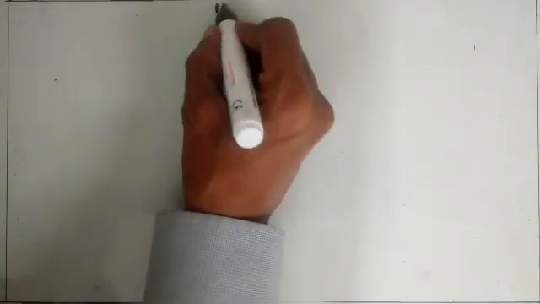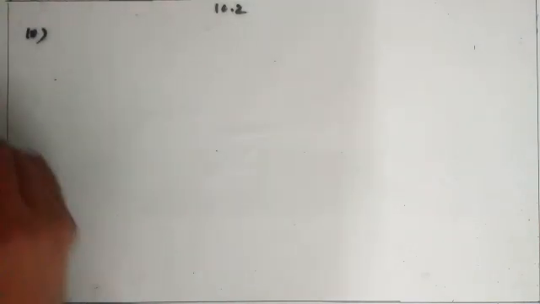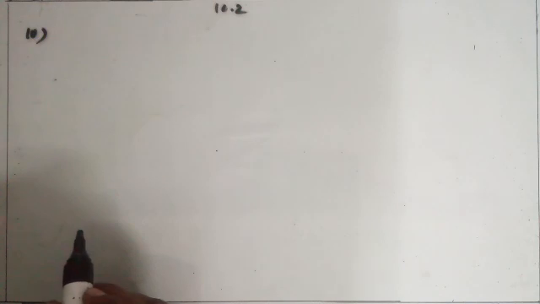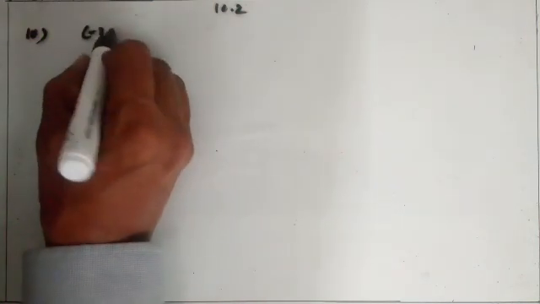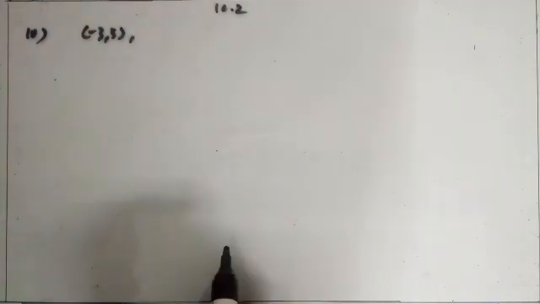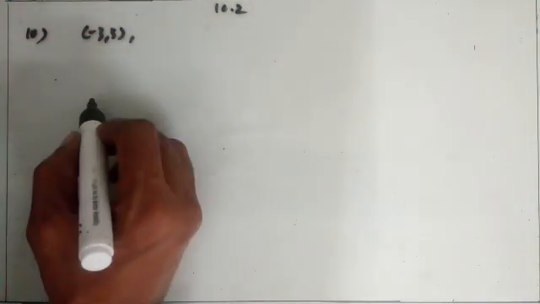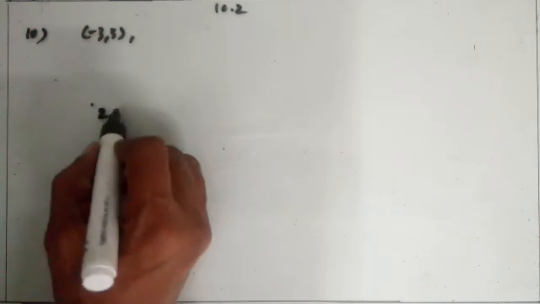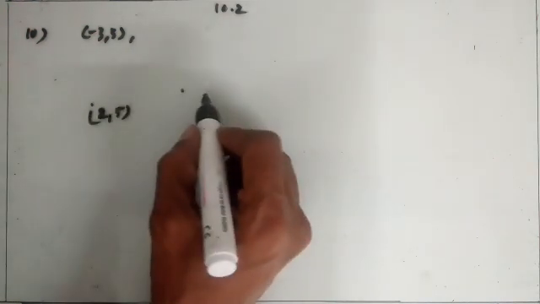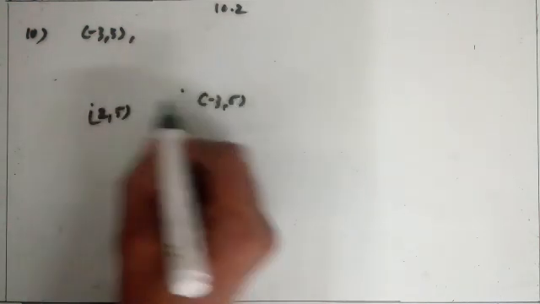Now here we solve the remaining question of exercise 10.2. Question number 10. Find the equation of the line passing through (-3, 5) and perpendicular to the line through the points (2, 5) and (-3, 6).